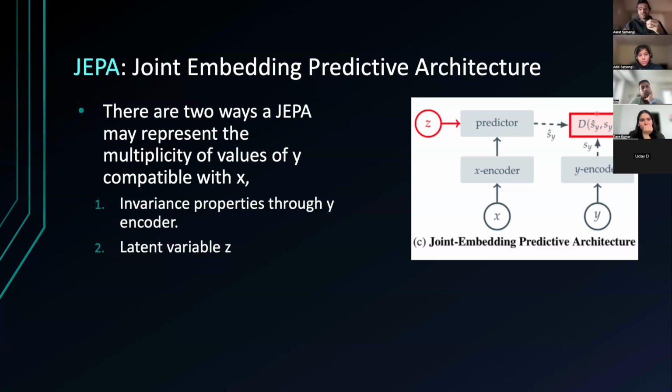Now there are two ways a JEPA may represent the multiplicity of values of y compatible with x. One is the invariance properties through the y encoder, and the other is the latent variable z. There are two things.